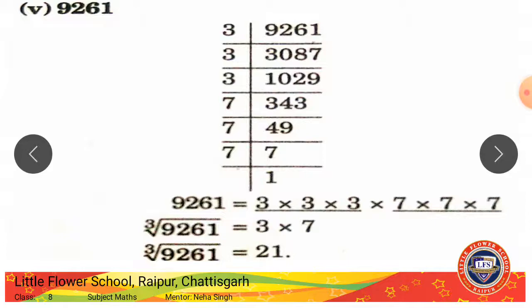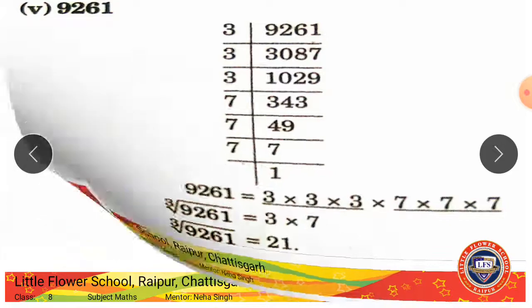Now when we are writing the factors of 9261, what are they? 3 times 3 times 3 and 7 times 7 times 7. So out of this, 3 times 3 times 3 will make a group, and 7 times 7 times 7 will make a group. This 3 and this 7 will be multiplied. 3 into 7 is 21, which means the cube root of 9261 is 21. Why are we writing the power 3 here? This is the sign for square root. Since the power we are finding here is cube, that is cube root we are finding, so we are writing here 3.